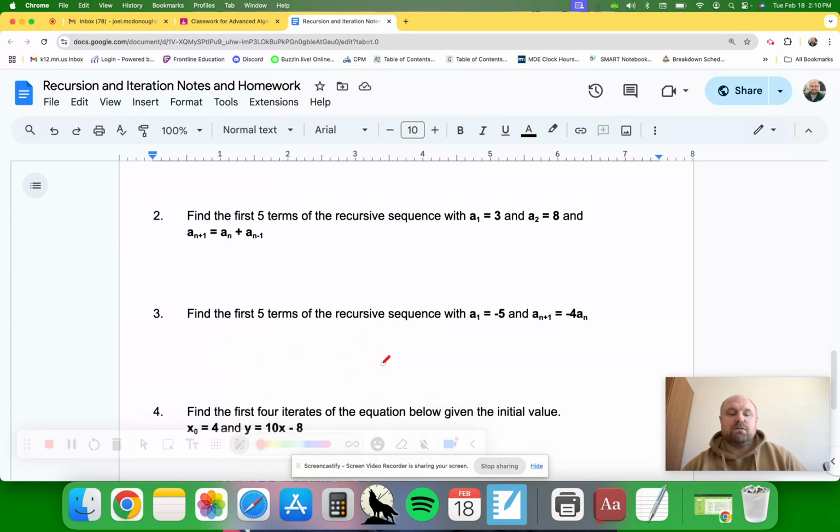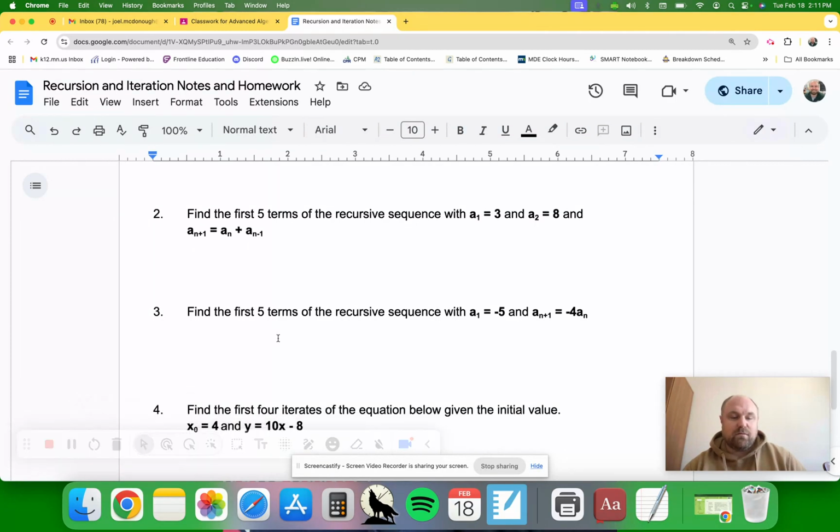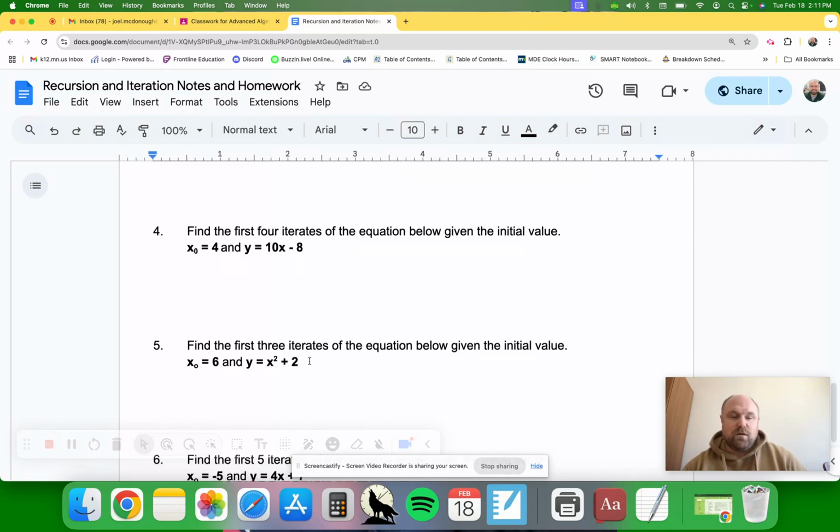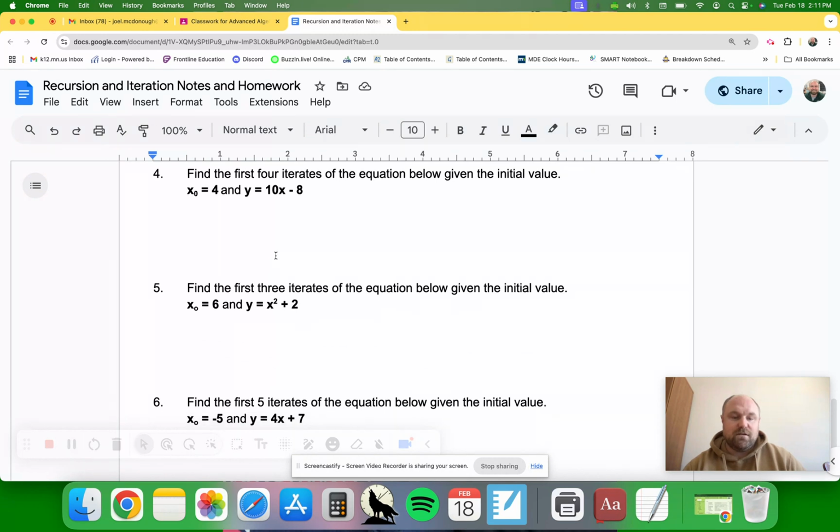Then when you get down to the iterates problems, where you're finding the first 4 iterates, the idea is that you take your x sub 0 term and plug it in to find your first one. So for number 4, it says find the first 4 iterates of this equation right here. The first number I'm going to plug in is 4 into this equation. So 10 times 4 is 40. 40 minus 8 is 32. So 32 is my first actual term because I plugged in my initial term, which is 4, but we don't include 4 in our iterates. Now that I have 32, I take the previous term: 10 times 32 is 320.